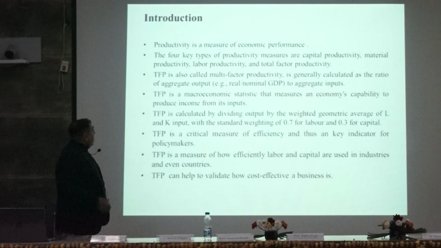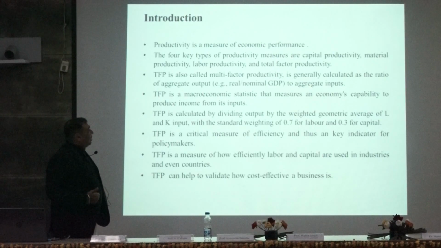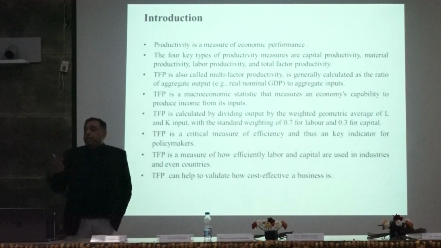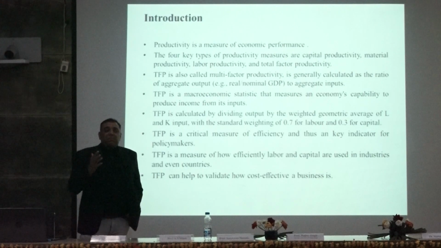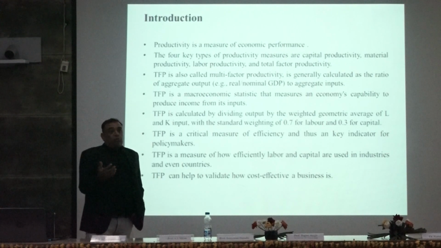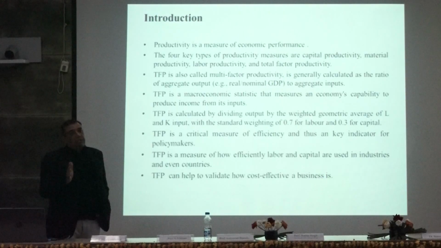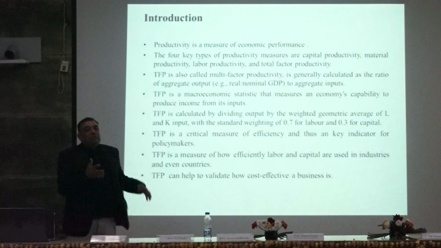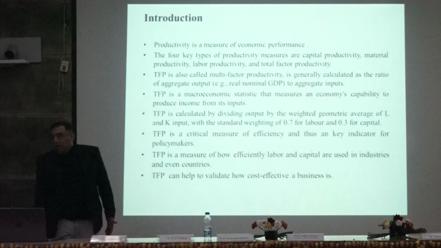Sometimes it is also known as multi-factor productivity, as it is generally calculated as the ratio of the aggregate output to the aggregate inputs. Every country wants to increase the aggregate output. Let's assume that in India we want to increase our GDP. That is the aggregate output we need to focus on, and we can increase it by using our inputs in an efficient way, that is, direct labor, capital and entrepreneurship.